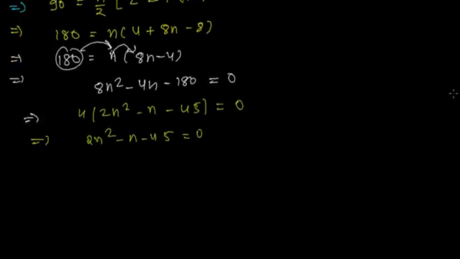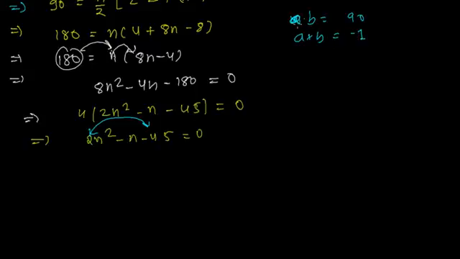Now we can solve this by any method. There are a lot of methods to solve this quadratic equation. I'm just doing the middle term splitting method. For that I need to multiply 2 and 45, and I'll get 90. So the two numbers, if they are A and B, then the product of them should be 90, and the sum, A plus B, should be the coefficient of n, which is being multiplied by minus 1, so it's minus 1.